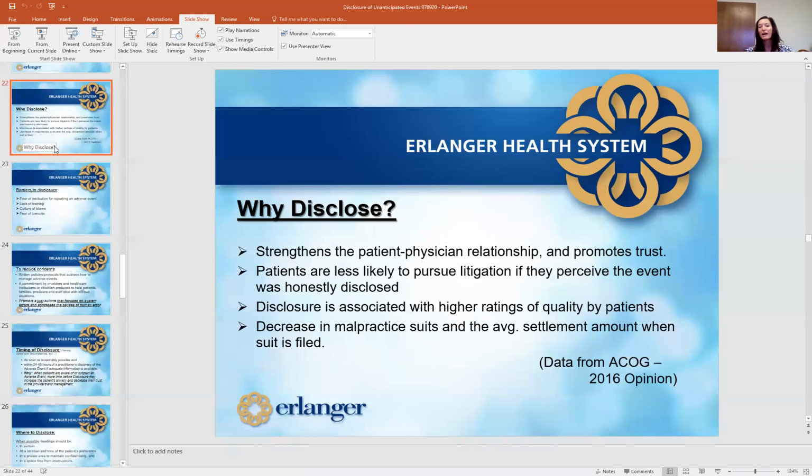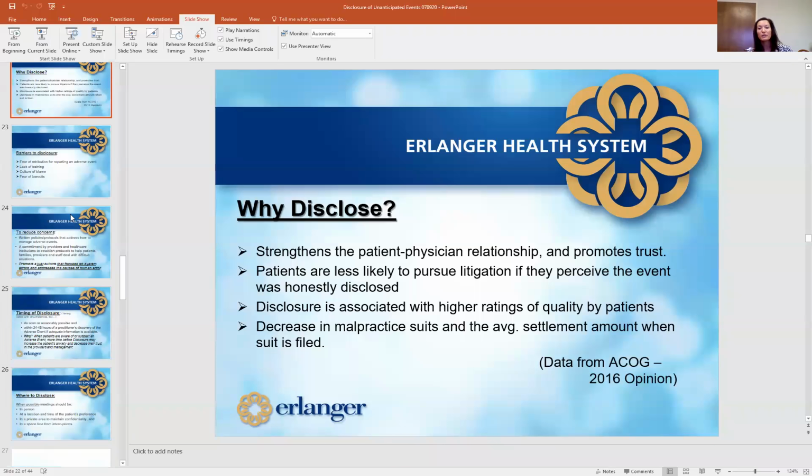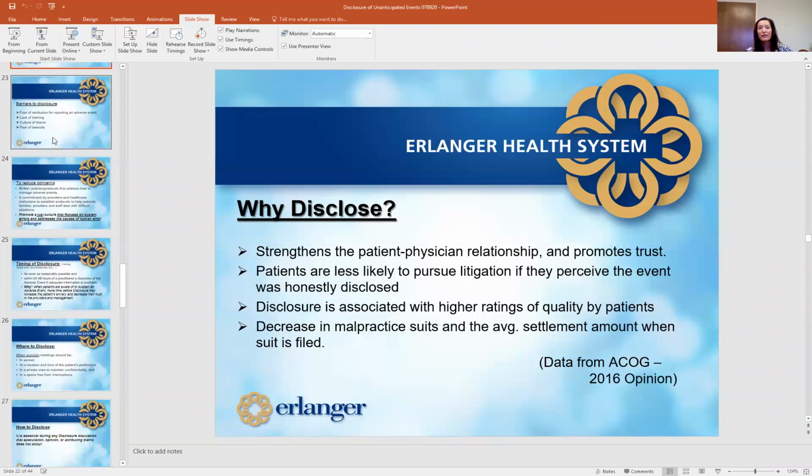So we've talked about why disclose, but we disclose because we want to strengthen that patient-physician relationship, promote the trust that runs underneath it in order for it to work well. And we do know, from my standpoint, makes me very happy, and studies have shown that patients are less likely to pursue litigation if they believe that the provider honestly disclosed the event to them.